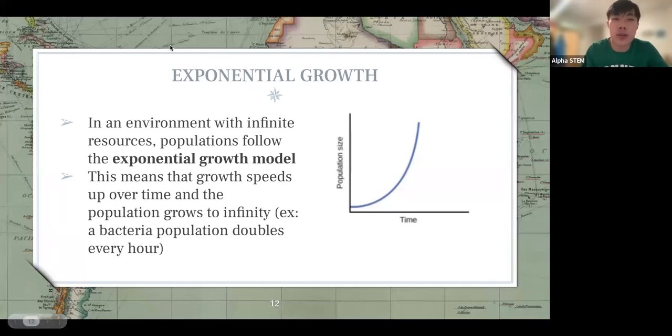Now, if we'd like to track the growth of our population throughout time, we can graph it on this type of graph. In an environment with infinite resources, populations follow the exponential growth model, otherwise known as the J-shaped curve. If you think of a bacteria doubling every hour, it would go 1, 2, 4, 8, and you can see it speeds up and speeds up, and that means over time the population will grow to infinity.